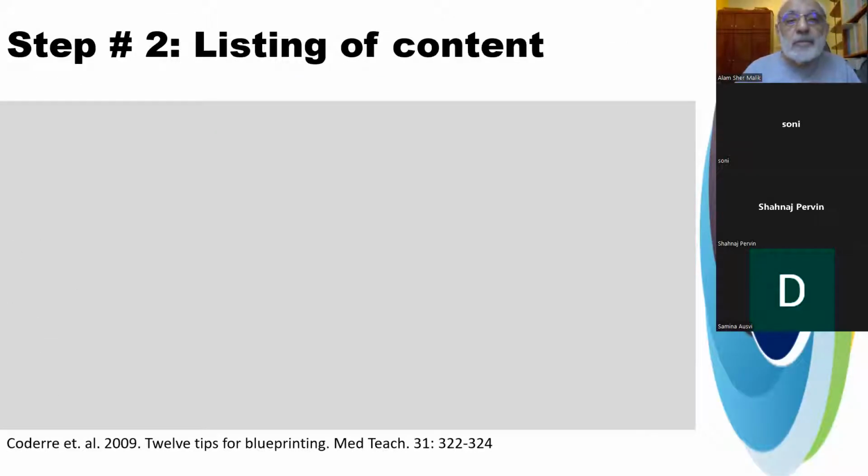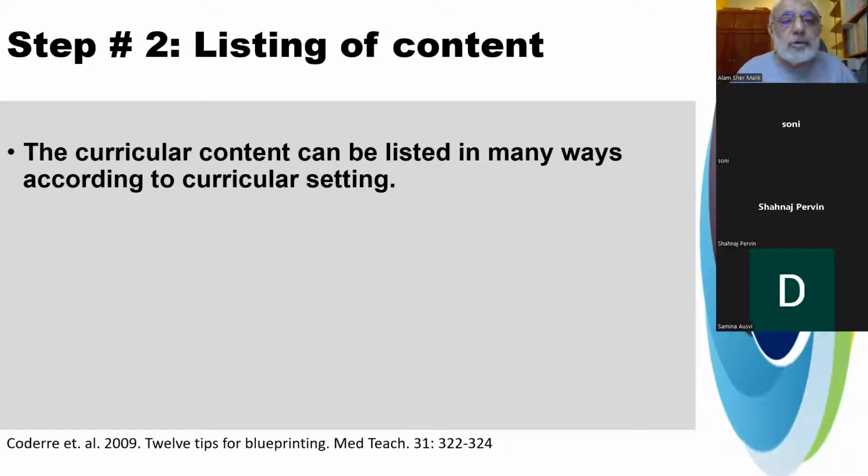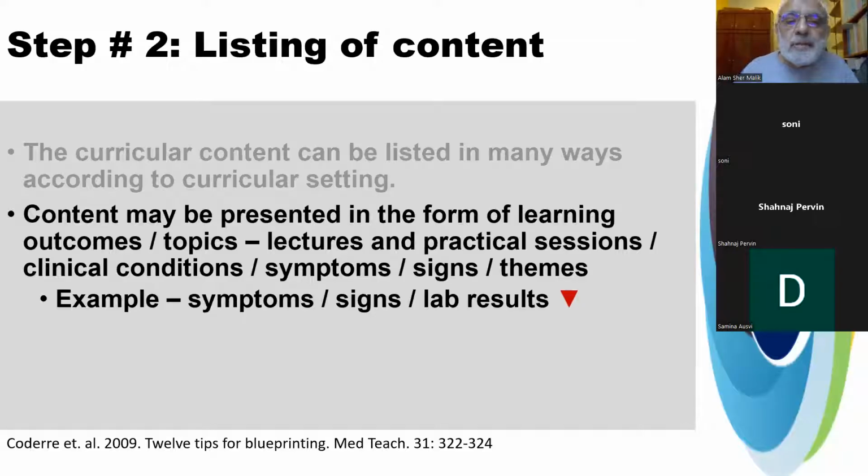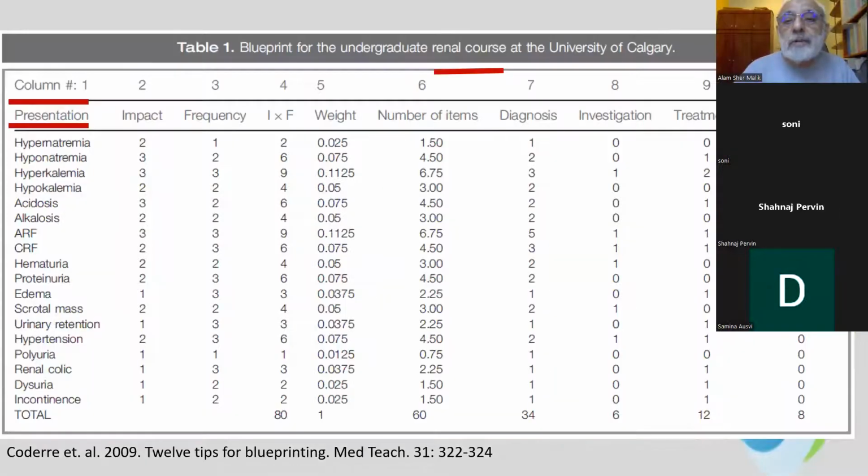The next step would be listing of content. The curricular content can be listed in many ways according to the curricular setting. Content may be presented in the form of learning outcomes or topics, lectures and practical sessions, clinical conditions, symptoms, signs, and themes. Here is an example.